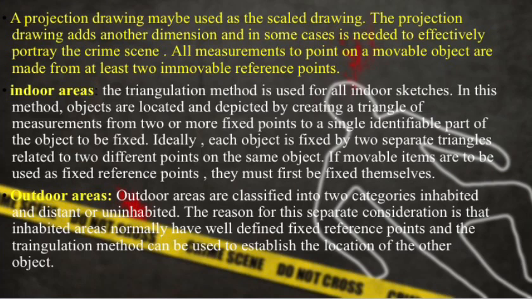All measurements to a point on a movable object are made from at least 2 immovable reference points. So, ibig sabihin, mahalaga yung measurement scale natin at dapat may 2 reference tayo in every object, kasi para matiyak tayo na yung object ay di mag-iba yung motion at mag-iba yung positioning kung saan siya nakalagay sa ating crime scene.